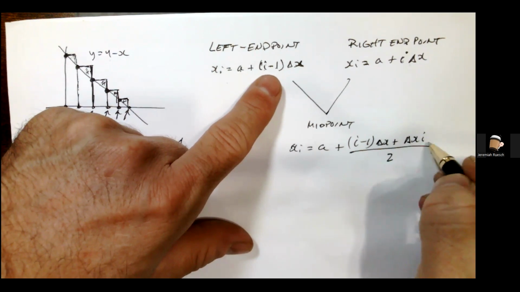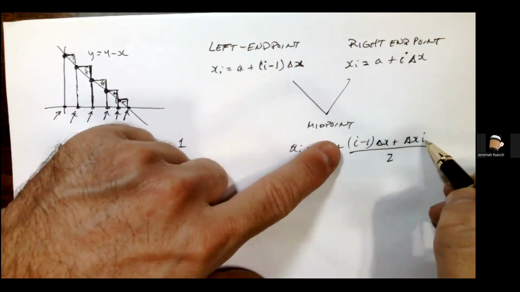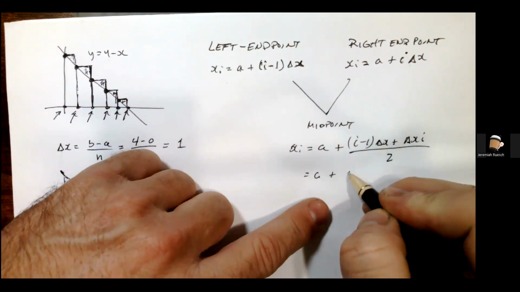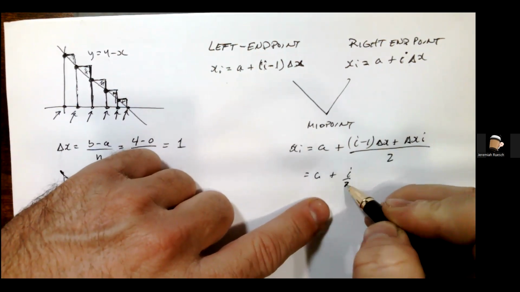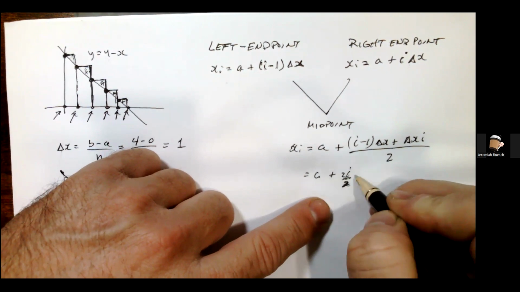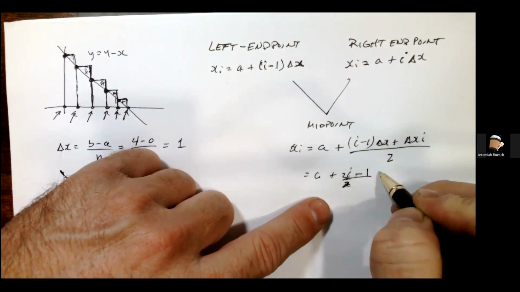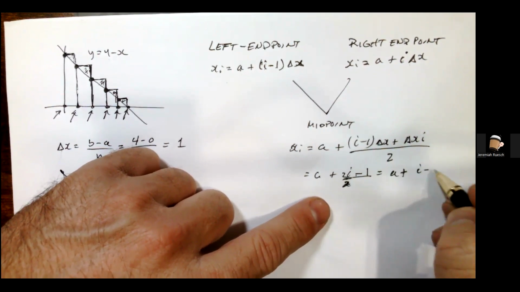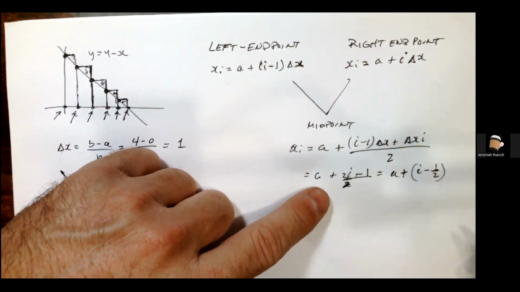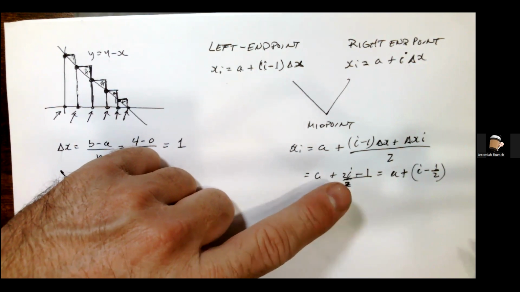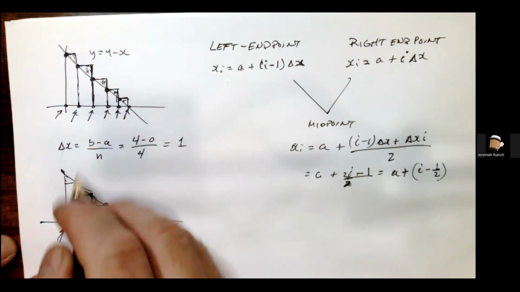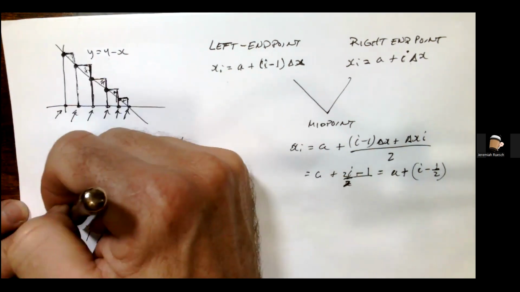Notice that delta x is common in both, so I can factor that out. And then I'm left with 2i minus 1. So this simplifies to a plus delta x times (2i over 2 minus 1 half), which we can write again as a plus i minus 1 half. So that would be the midpoint relationship that gives us the sort of average, if you will. So it's this one minus this one.